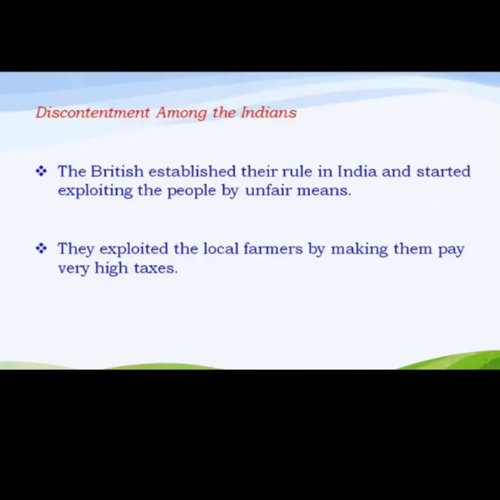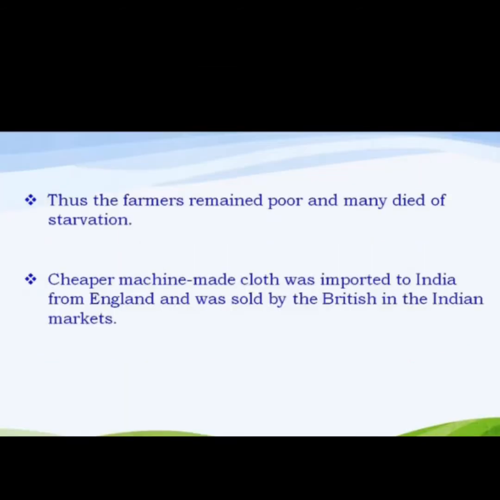Discontentment among the Indians. Once the British were firmly established in India, they started exploiting the farmers, traders, craftsmen, and the rulers of local kingdoms. They exploited the local farmers by making them pay very high taxes. Thus, the farmers remained poor and many died of starvation.